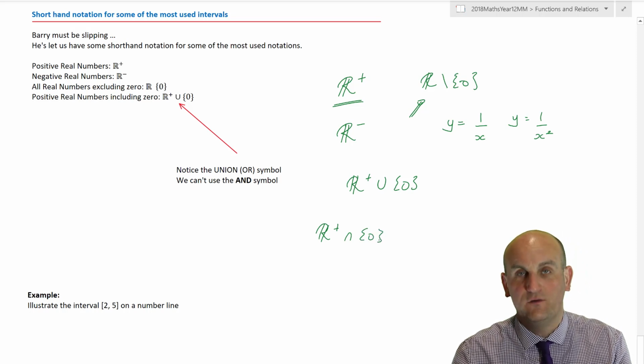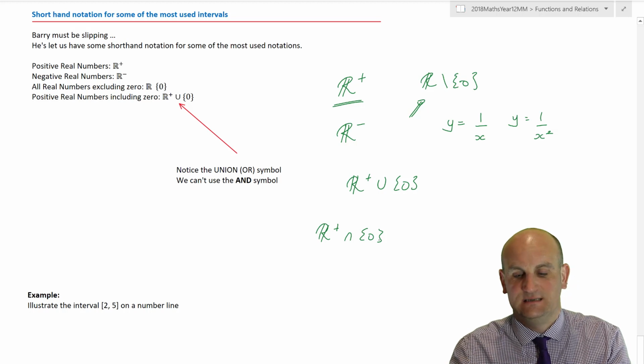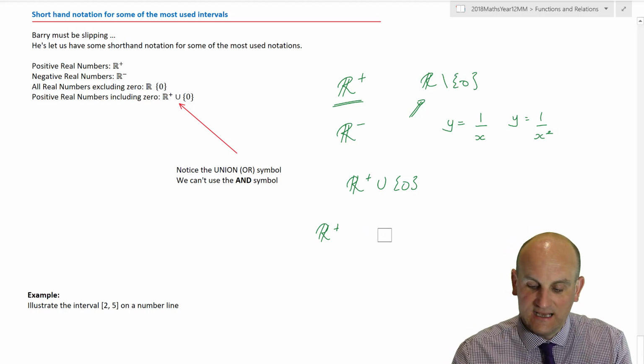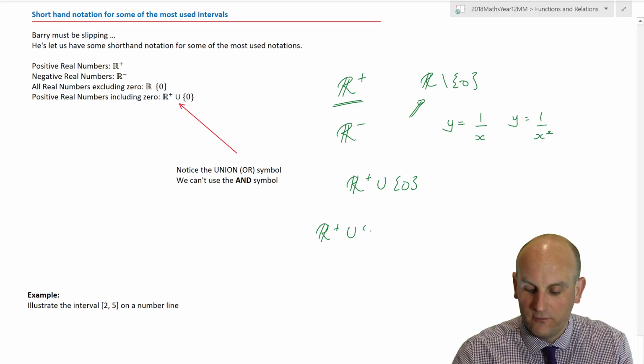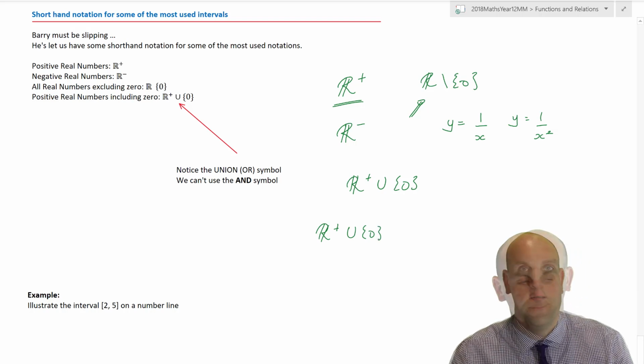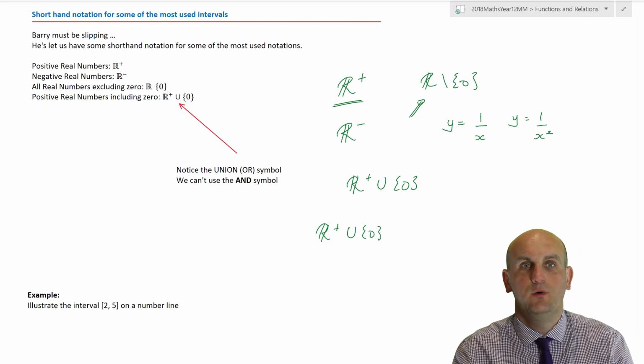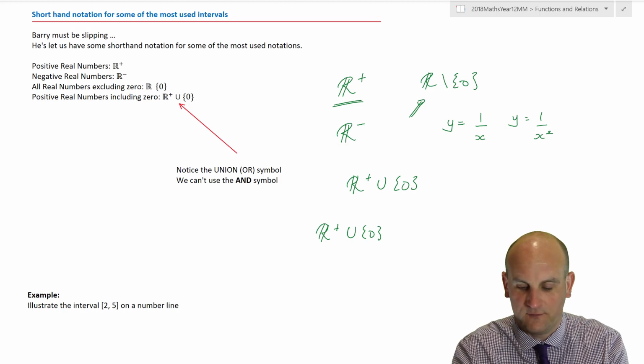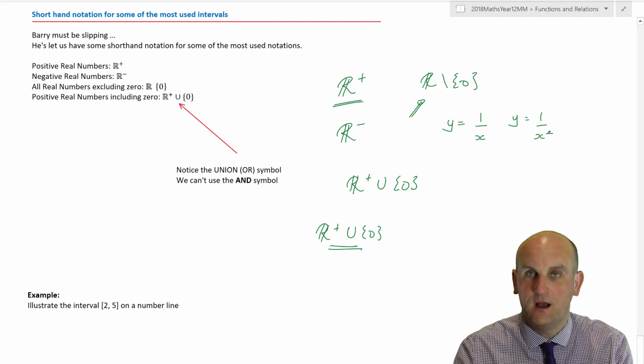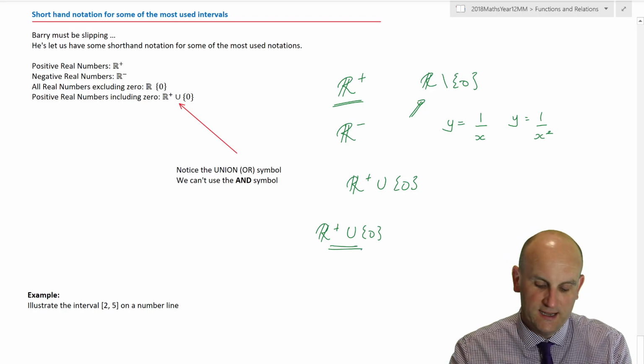You cannot have a real number and 0. Yes, it has to be all the positive real numbers or 0. And the reason being is 0 cannot coexist at the same time as all those other numbers. It's a bit creepy and weird and confusing, but just remember it's R plus with a U and a 0.